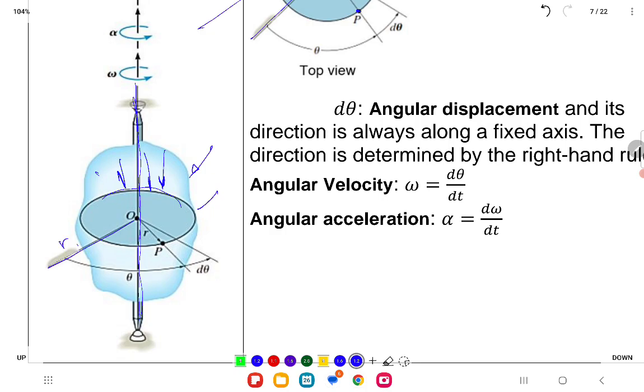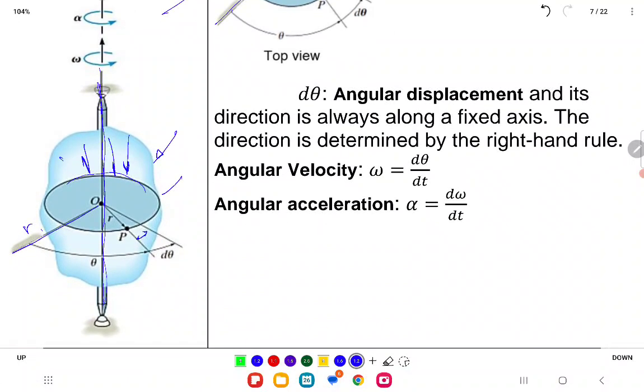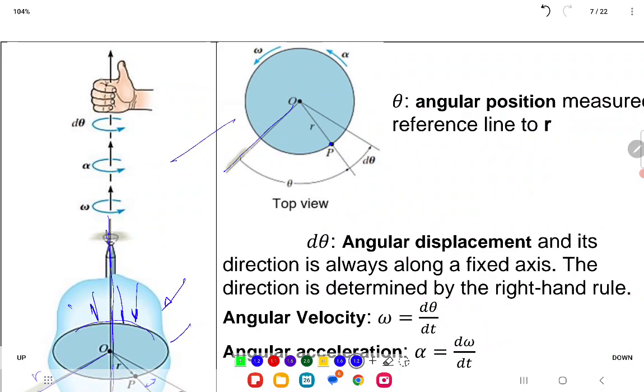And of course, if you want to measure the increment of the angular position, delta theta, its direction will always be along a fixed axis. So if you just curl your thumb around the direction of motion, and this is the direction of the motion here, that will be the axis that you are rotating about. So the direction is determined by the right hand rule.